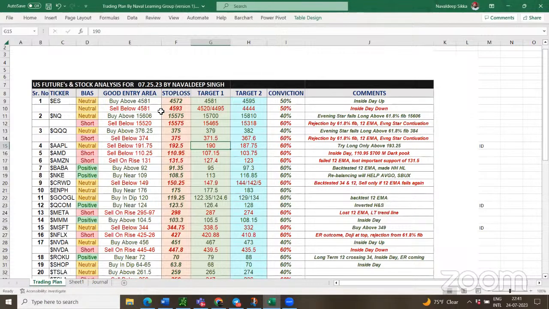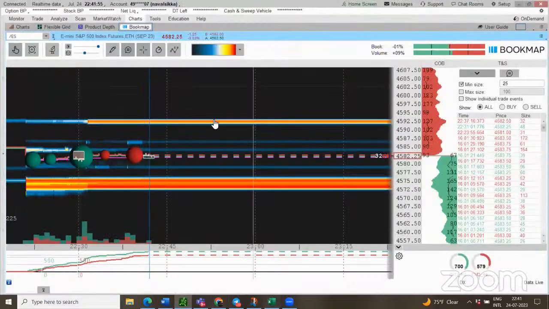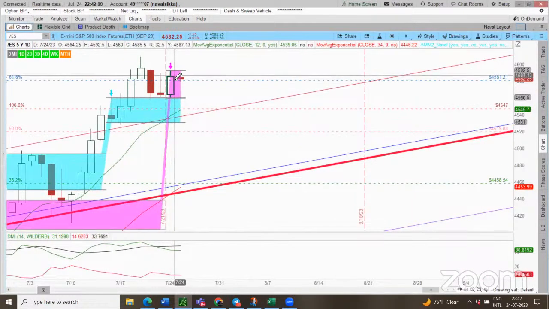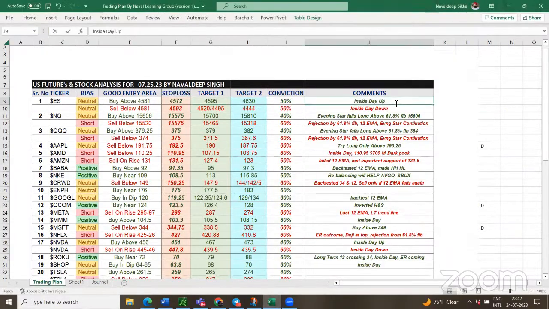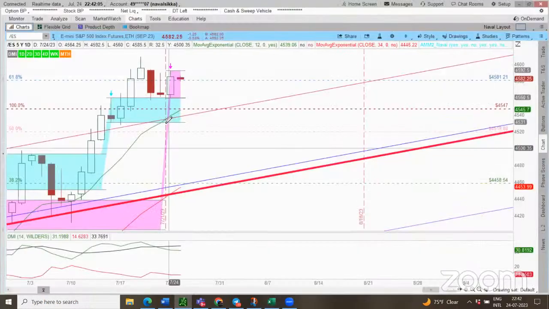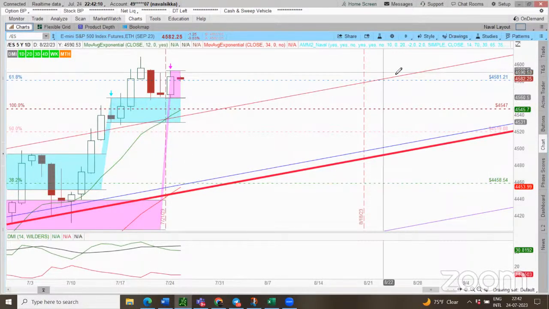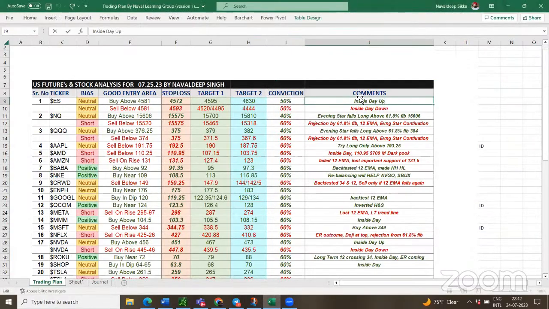Now here, the first target was 4595, which is 4630. And the pattern I just showed you was a potential morning star built up. Or if I see it clearly, it's not above the previous ranges. So I'll say it's a potential double inside day. And I will not be surprised if we have a potential triple inside day by tomorrow.